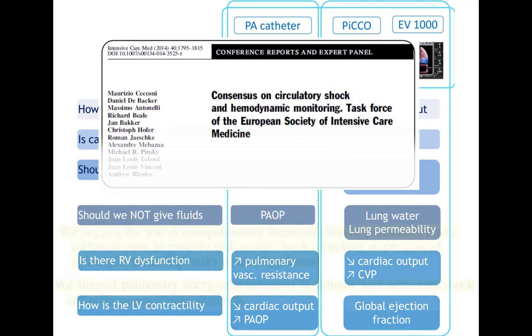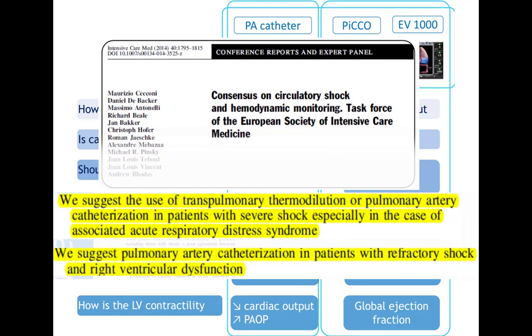So the consensus for circulatory shock says that we suggest the use of transpulmonary thermodilation or PA catheter in severe shock, especially in those associated with acute respiratory distress syndrome, as somebody rightly said. But PA catheter in refractory shock and right ventricular dysfunction. So that's where this becomes a more superior device. So in case somebody asks you, is there still a role? Yes, there's still a role in this subset of patients.